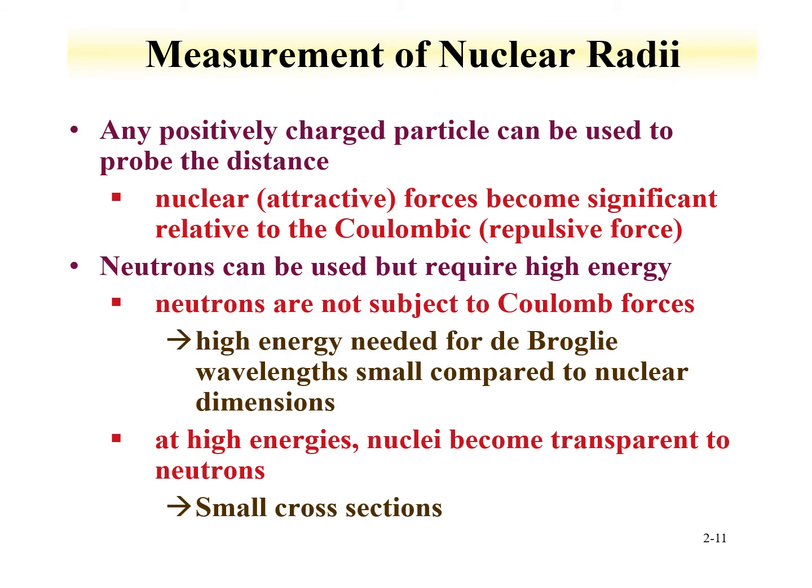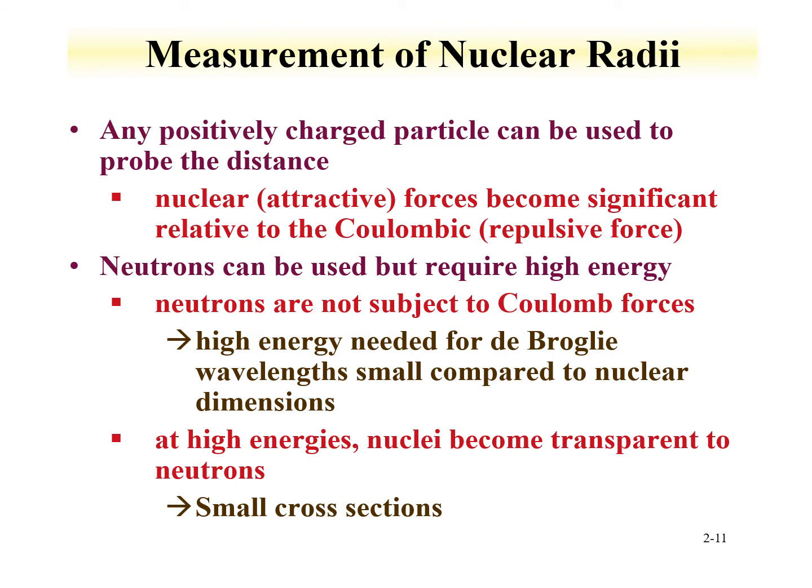In the previous slide, we talked about an alpha particle impinging on a nucleus. Basically, any positively charged particle can be used to probe the distance. I could even use electrons, so I could use a negatively charged particle, but nuclear attractive forces become significant relative to the Coulombic forces. The closer you get, the more these nuclear attractive forces will start to override Coulombic repulsive forces. Neutrons can be used, but they're going to require higher energies because they're not subject to Coulombic forces. The high energies are needed for the de Broglie wavelength, so the wavelength that the neutron takes as it's traveling needs to be small compared to nuclear dimensions.